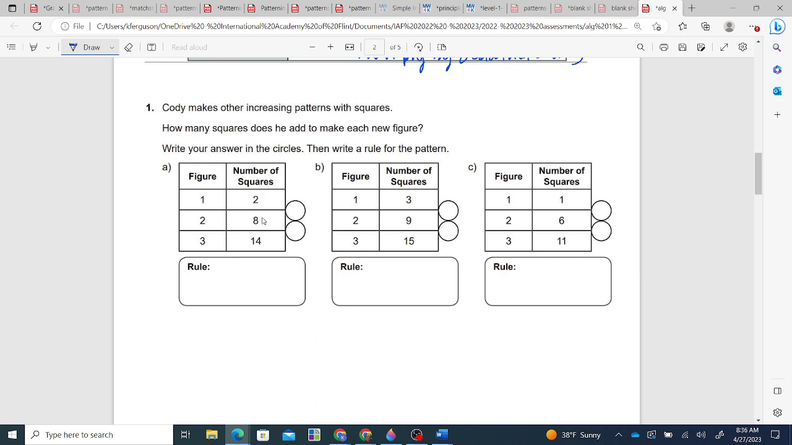So I went from 2 to 8. What did he add? He added 6. I went from 8 to 14. What did he add? 6. So now let's think of the rule. We started with 2, right? We started with 2, and then we added 6.